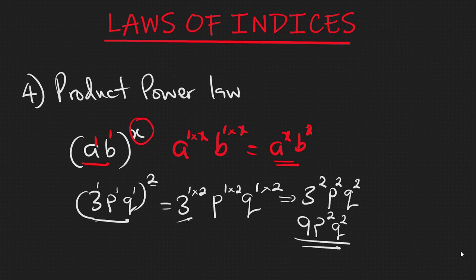So whenever the product of different factors is raised to a certain power in the bracket, this power is distributed to the power of the numbers in the bracket.